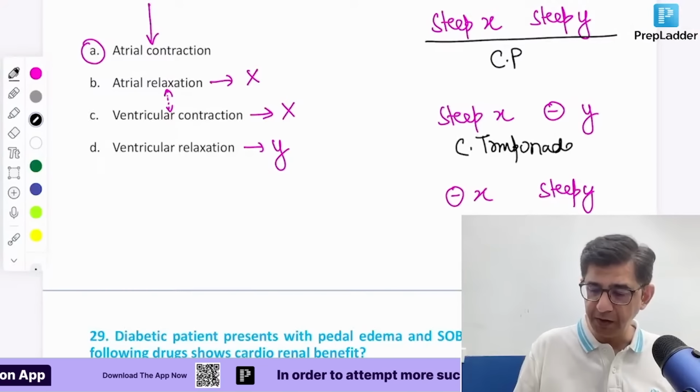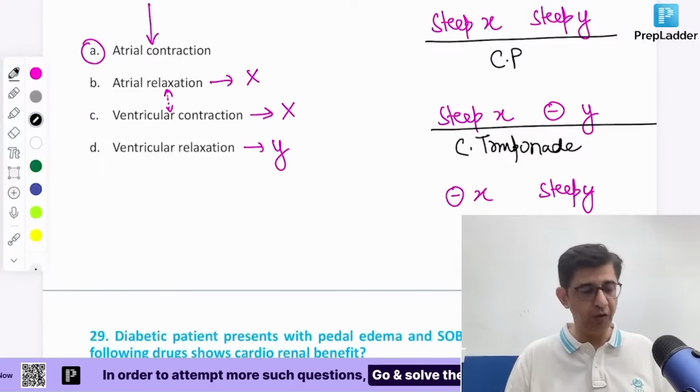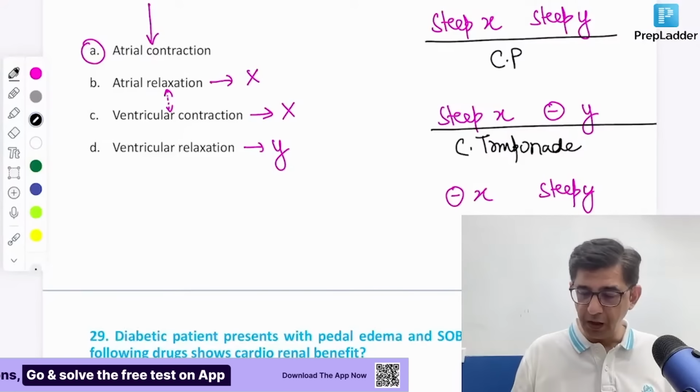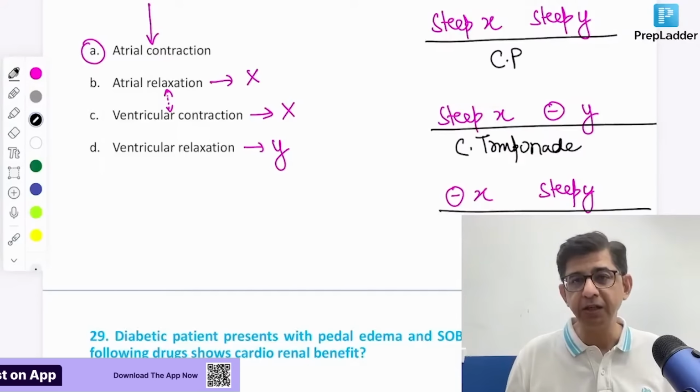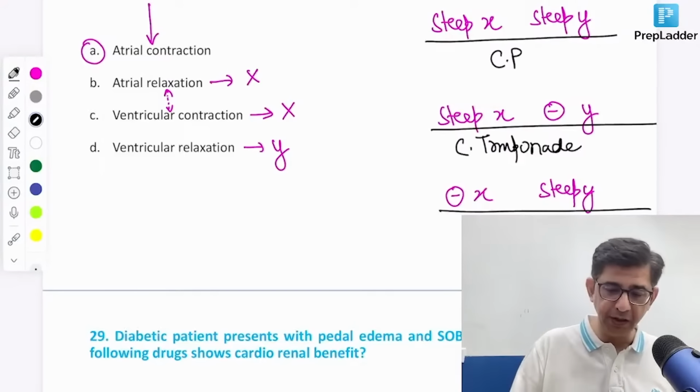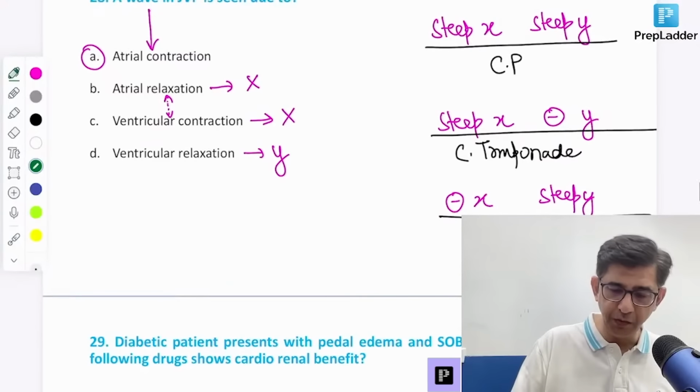Steep X and absent Y. That is cardiac tamponade. Absent Y, filling in diastole. Very good, Ayush. Great. And if I say absent X and steep Y, then absent X and steep Y is a feature of tricuspid regurgitation. Three must-know MCQs for today, guys.